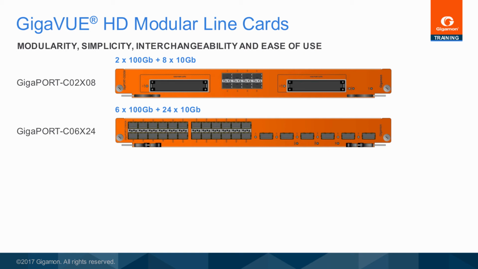Note that any of the 100 gigabit ports on this line card can operate at 40 gigabits, which can be broken out into 4 times 10 gigabit ports called subports.